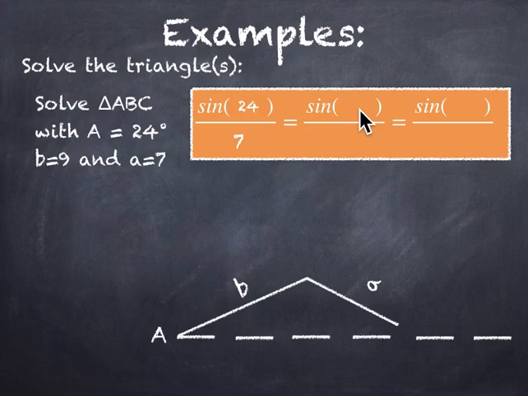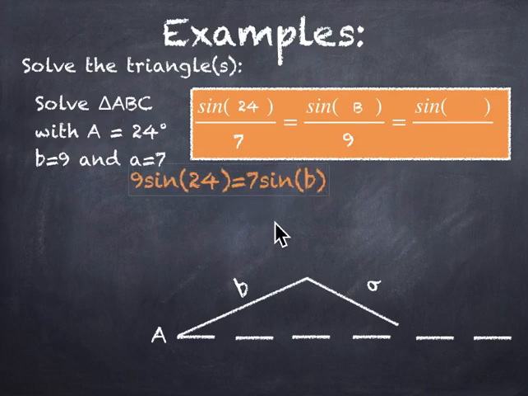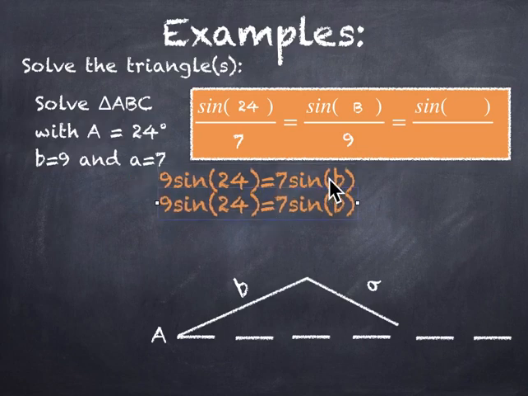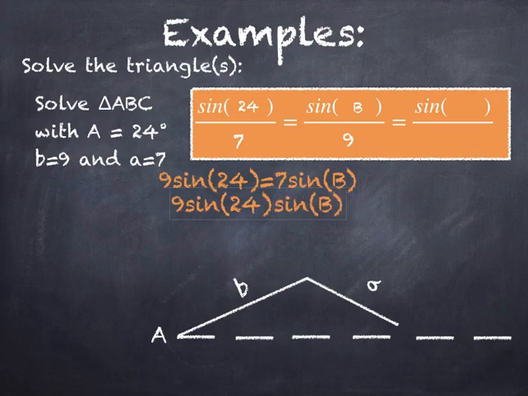We know that angle B, well, we don't know angle B yet, that's a variable, and we know side B is 9. And we don't know anything about angle C or side C yet, so we'll have to wait on that until we figure out what angle B is. So once again, we can set up a proportion. We know that 9 times the sine of 24 is equal to 7 times the sine of B. And therefore, sine of B is equal to 9 sine of 24 divided by 7.